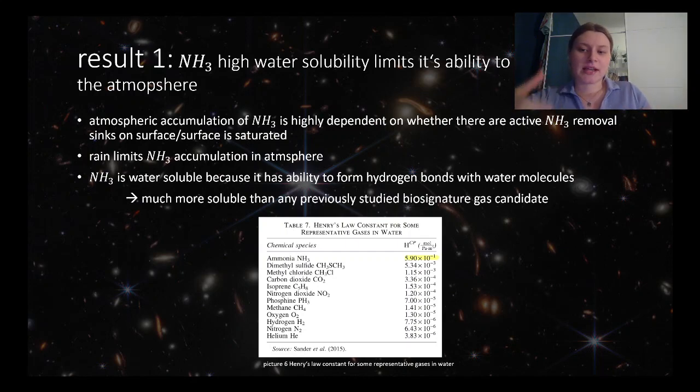And NH3 is water soluble because it has the ability to form hydrogen bonds with water molecules. As you can see in a previous study, they showed that ammonia, compared to other studied biosignature gas candidates, has one of the highest water solubilities. They calculated that with the Henry's law constant, and I already highlighted it for you. You can see it has the highest, and when the Henry's law constant is high, that means it's more soluble.